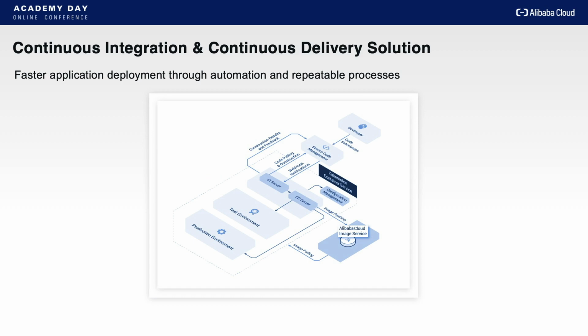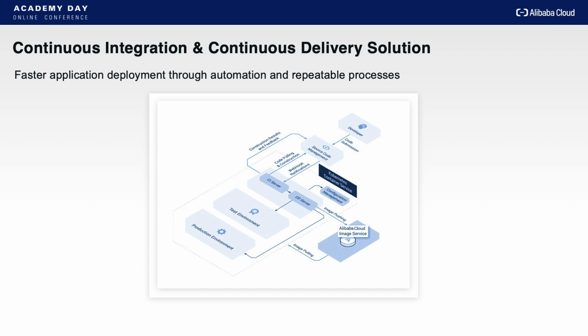The next solution I'd like to introduce is a continuous integration and continuous delivery solution, which provides fast application deployment through automation and repeatable processes. In this solution, you can see the architecture here. A Kubernetes cluster can help you easily construct a continuous integration and delivery platform. It automatically completes the entire DevOps process from code submission to application deployment, ensuring that only the code that passes automated testing is delivered and deployed.